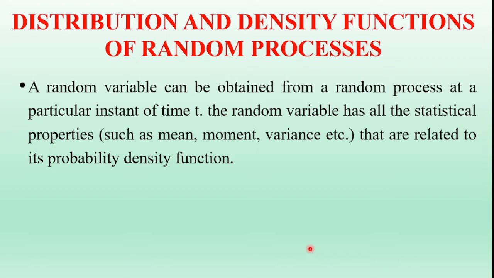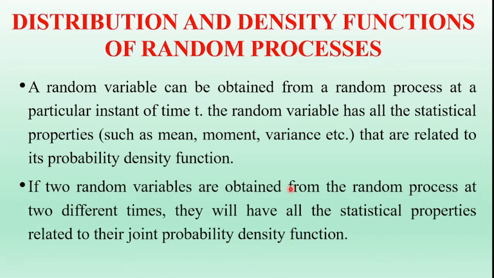So a random variable can be determined from a random process at a particular instant of time t. The random variable has all the statistical properties. The statistical properties of the random variable are mean, moment, variance, etc. Those are the statistical properties of the random process. So the random variable has all the statistical properties that are related to its probability density function.